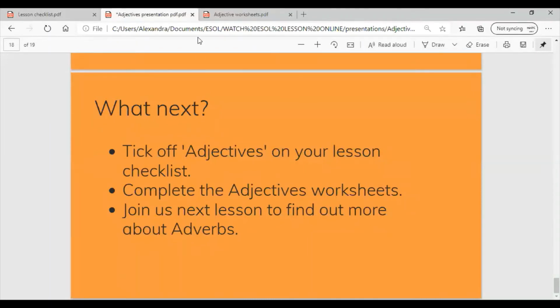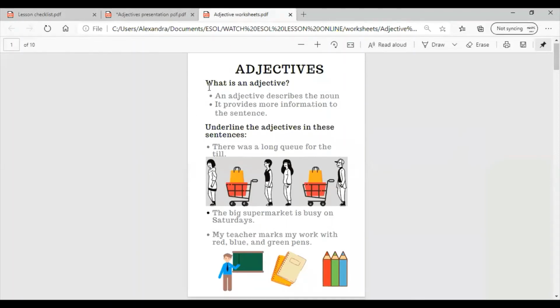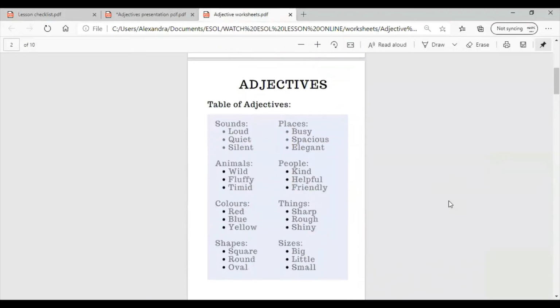So if you'd like to look at your adjective worksheets, I'll just do a quick overview of what is on these. For the first page, we just have a quick explanation of what an adjective is, what we've covered in this session. An adjective describes the noun and it provides more information to the sentence. And a few example sentences to go through. Those ones were quite straightforward, so I'll leave those for you to go through on your own.